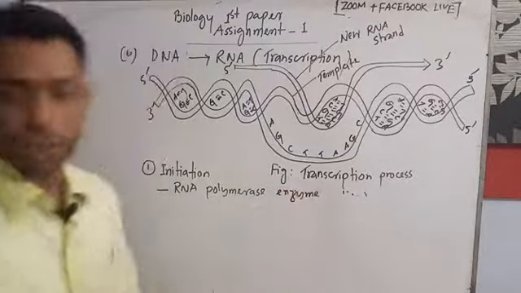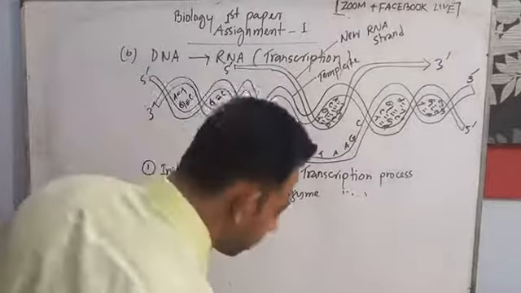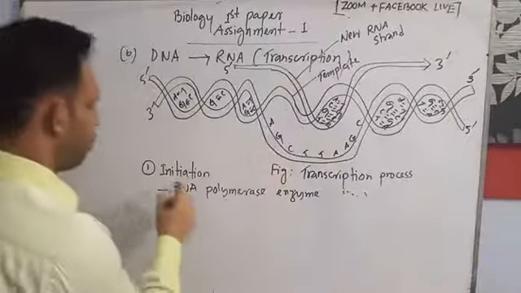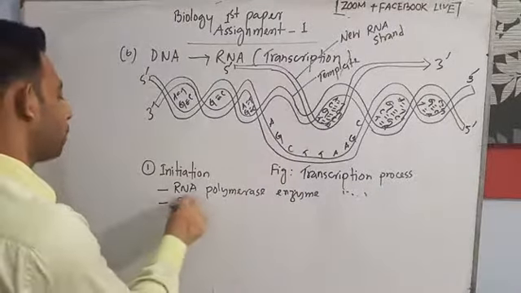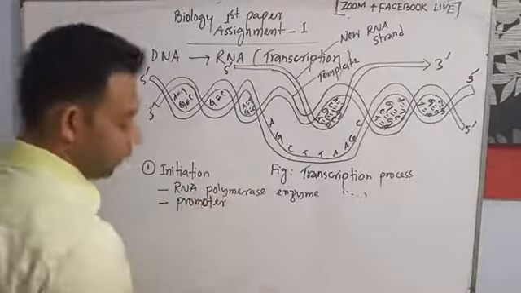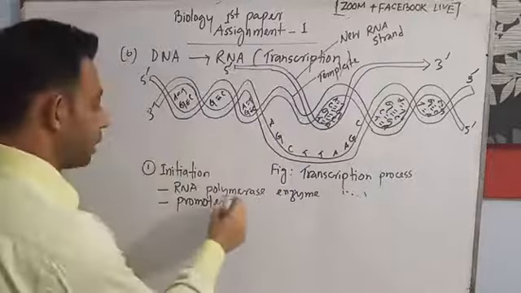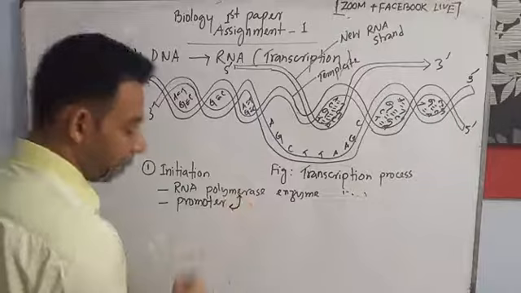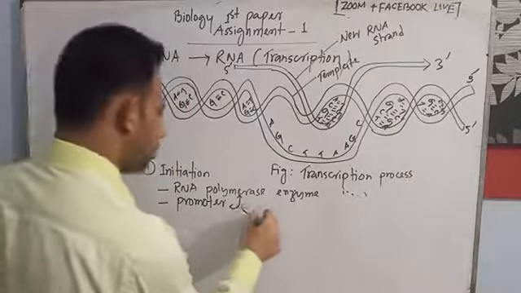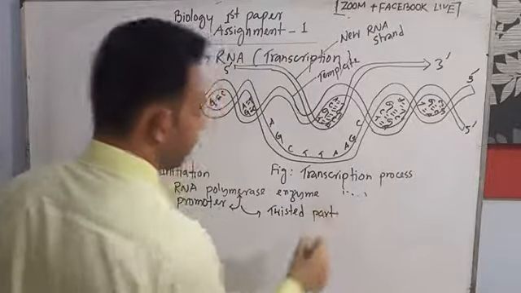Start with the initiation of transcription by the RNA polymerase enzyme, and there you can also write about the promoter. The promoter just binds with the RNA polymerase enzyme. What is the result for the twisted part? It unbinds.